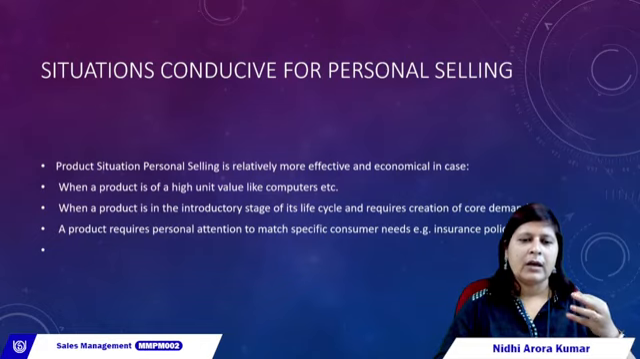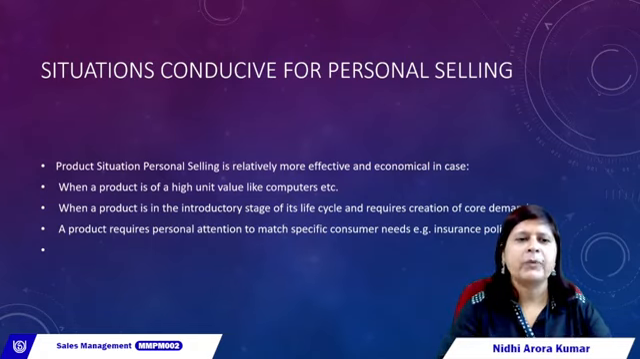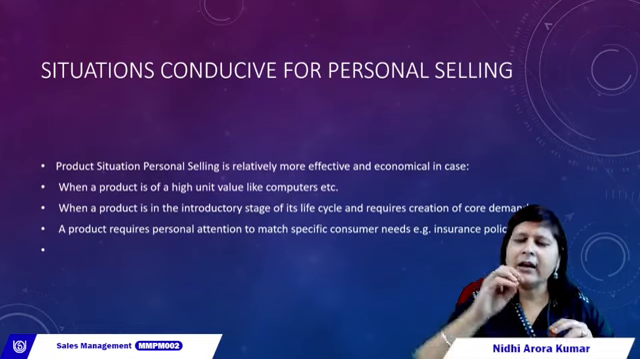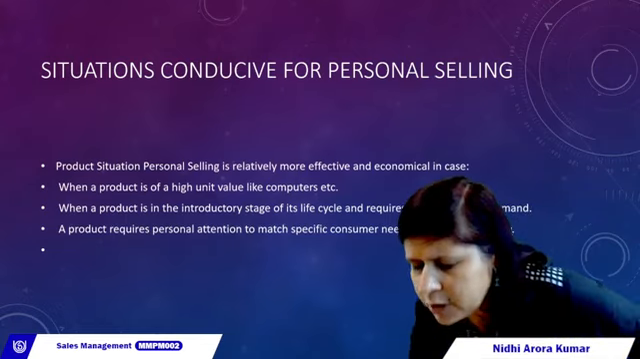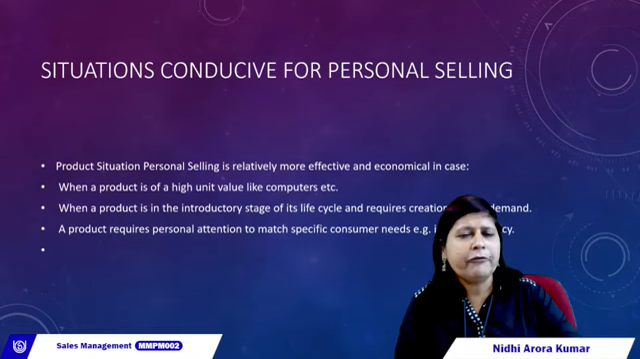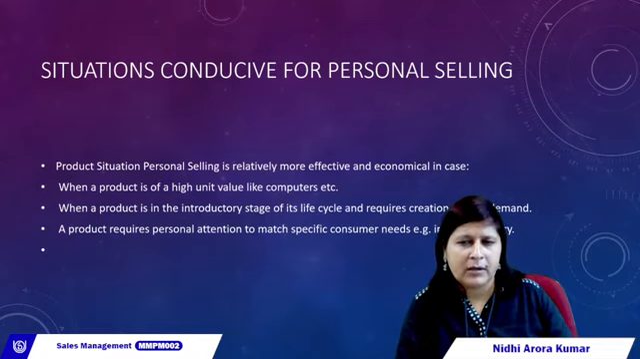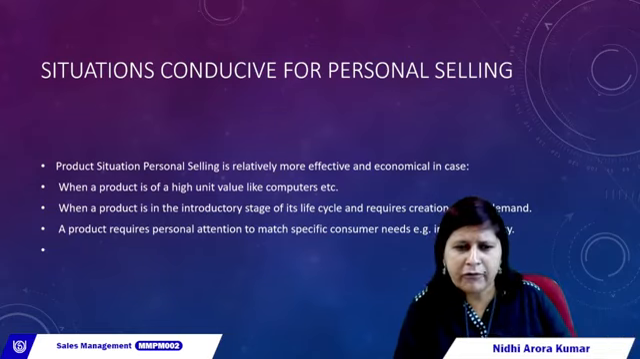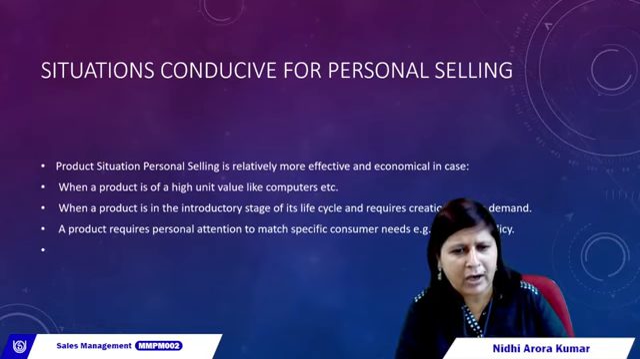Product situation. Personal selling is relatively more effective and economical in cases like the following. There are certain product situations, like when a product is of high unit value, like computers. If the product is costly, then personal selling plays an important role, like your computer, your AC, or any other product which is of high value. So personal selling plays an important role when a product is of high unit value.